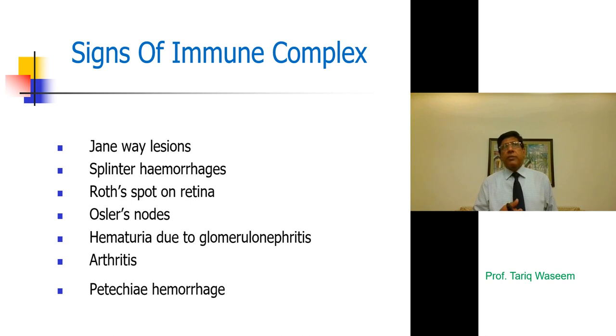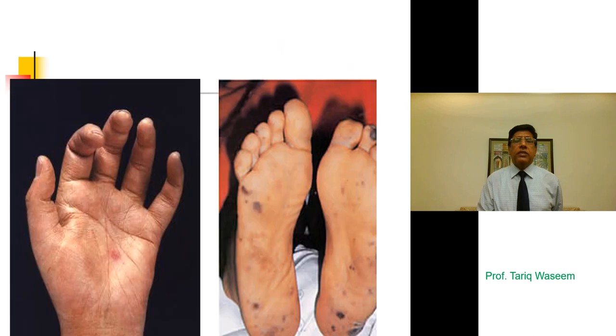The signs and symptoms of a patient having immune complexes circulating, or showering into the system, can be in the form of Janeway spots. We'll just show you a picture. Splinter hemorrhages, or development of hemorrhagic spots in the retina along with central clearing, which are called Roth spots. They may have tender nodules over the fingertips, which are Osler nodes. They may develop microscopic or overt hematuria, may also have joint pain or arthritis, and sometimes small petechial hemorrhages because of the capillary involvement.